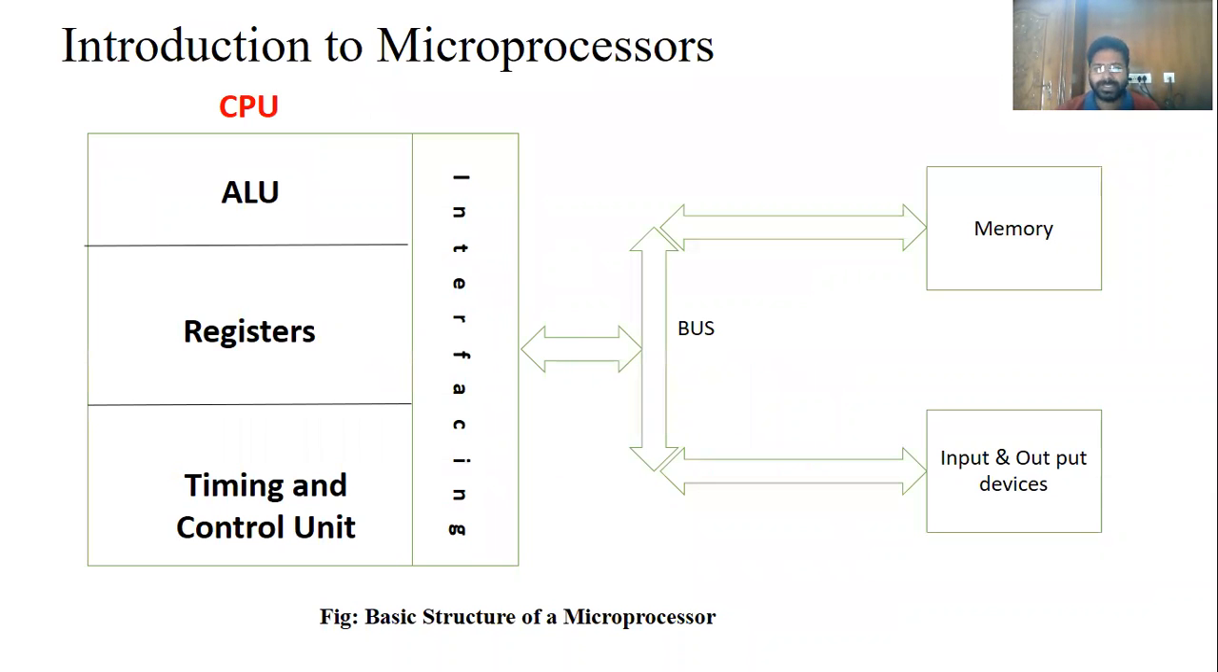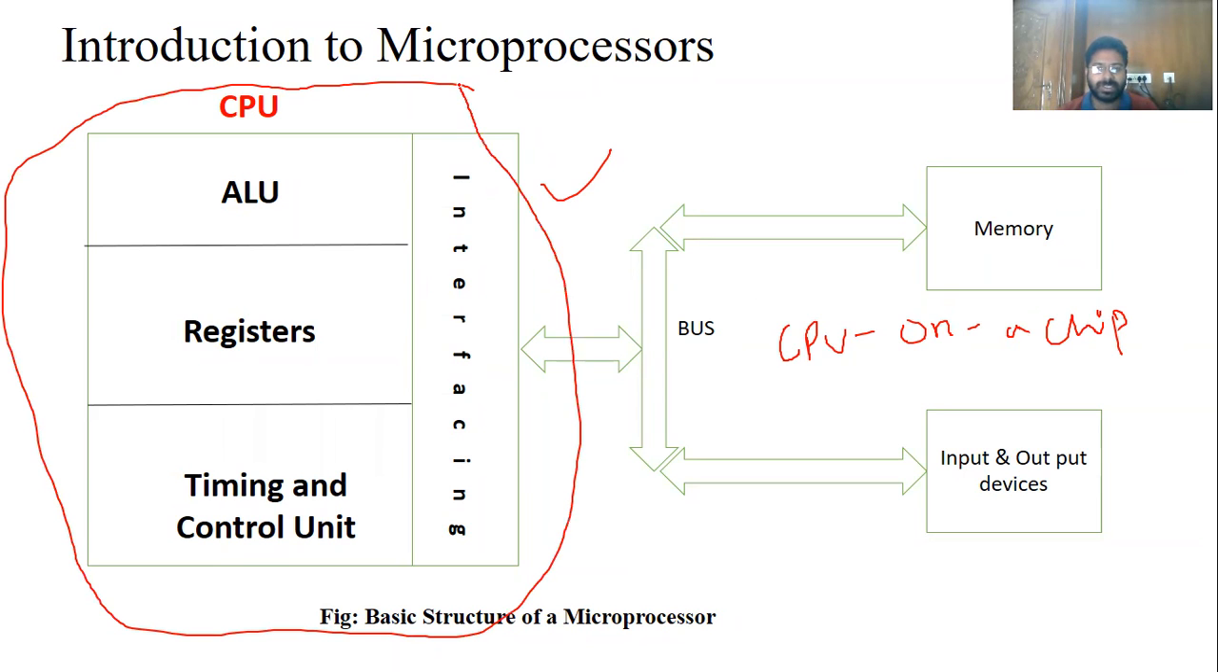You know that this is the basic structure of the microprocessor. So what is the microprocessor? A microprocessor is nothing but a CPU on a chip, not a computer on a chip. A microcontroller is a computer on a chip. This is the CPU, so whenever the microprocessor wants memory and input output devices, they are connected on the outer side. That's why a microprocessor is a CPU on a chip.